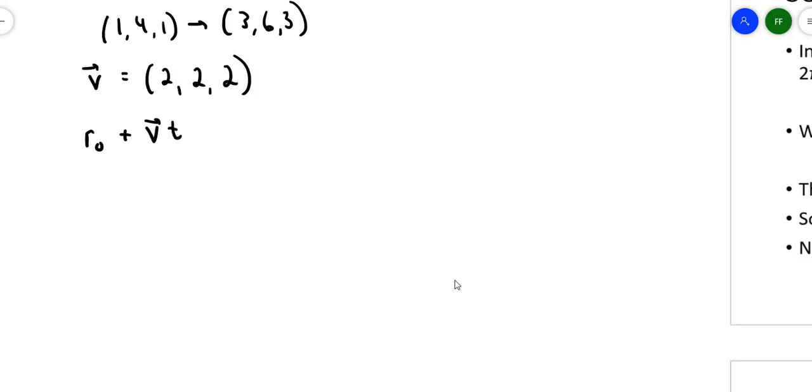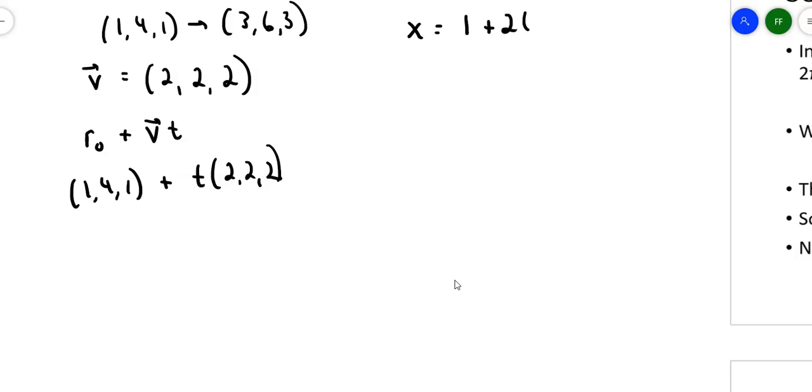plus vt. So my r sub 0 is (1, 4, 1) plus t times (2, 2, 2). That makes the x equal to what? 1 plus 2t. The y is equal to 4 plus 2t. And the z is also equal to 1 plus 2t. And this is for t values between 0 and 1.